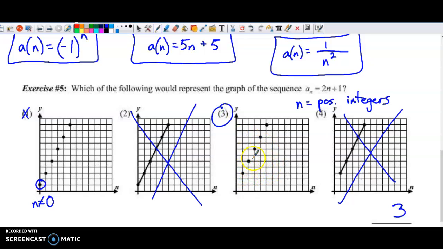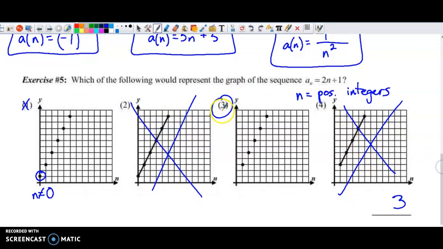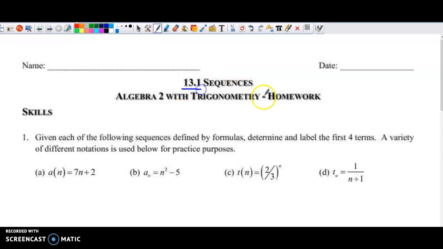If that was confusing, again, just write down your questions and bring them to class. That's what I want. I want to have that discussion. But you should be ready for this homework at this point.